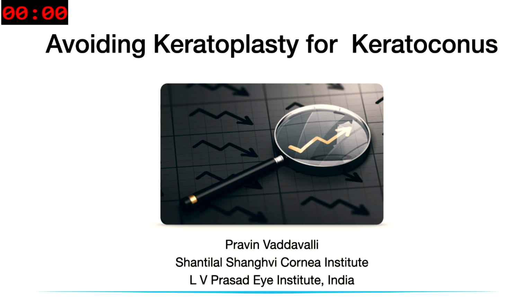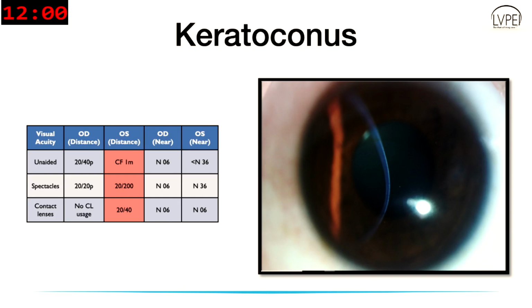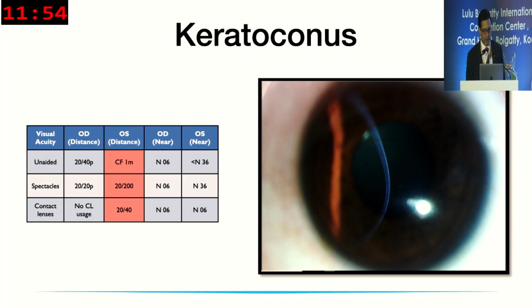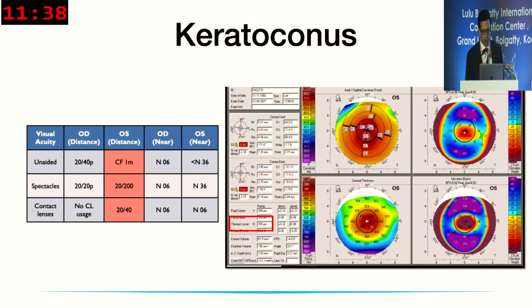Keratoplasty in keratoconus, and obviously that is something that all of us would like to avoid. So I'll start with a case, and this is a patient which many of us would be familiar with, a patient who has good vision in one eye, very poor vision in the second eye, in the left eye, and with spectacles, the vision really does not improve. Vision improves with contact lenses to 20/40, but this is a patient who's unwilling or is intolerant to contact lens use.